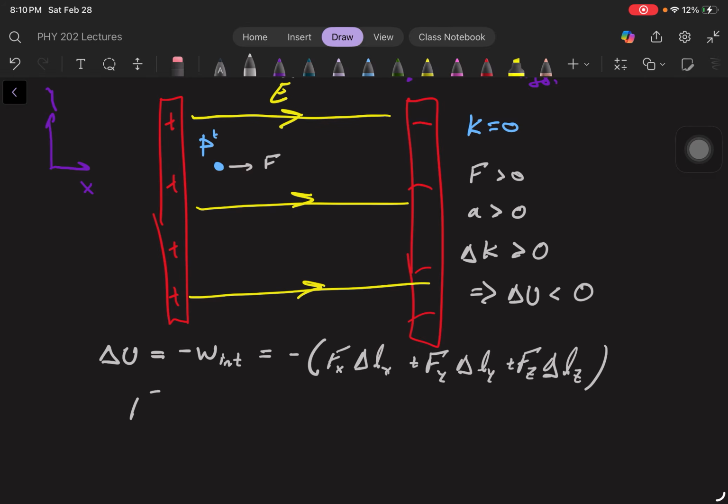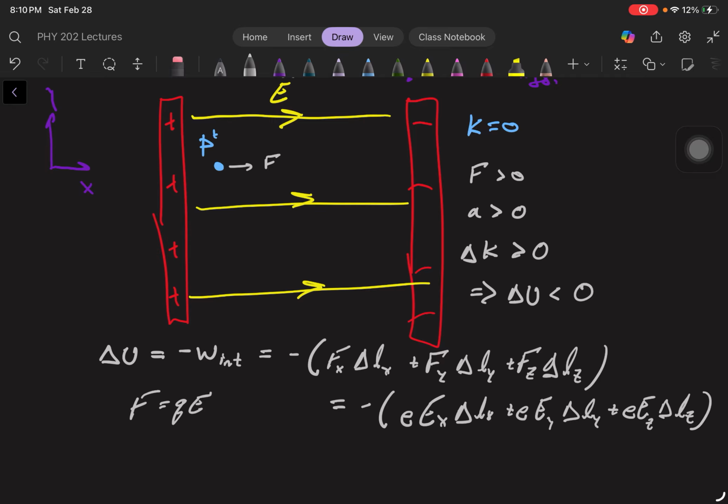And we know F is equal to QE, right? That's one of our equations we got. And so if we want to rewrite this again, we can say it's equal to negative e, the elementary charge, times E sub x, that'll give us F in x, times delta Lx, plus e times E sub y, which is the force in y, times delta Ly, plus e times E sub z, the force in z, times delta Lz.